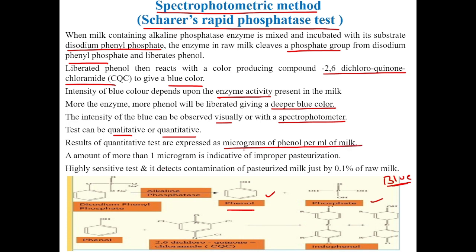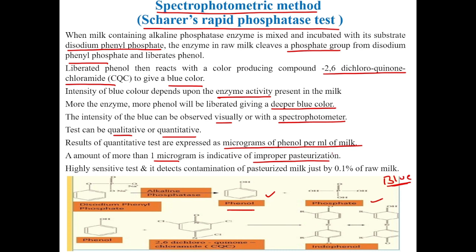So for the quantitative test, we express the results as micrograms of phenol released per ml of milk. An amount of more than 1 microgram is indicative of improper pasteurization. So if the phenol that is liberated is greater than 1 microgram, then it is indicative of improper pasteurization.